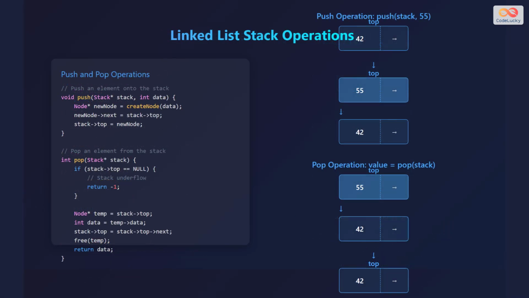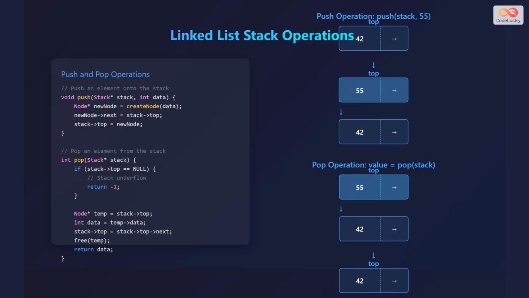Here's the implementation of push and pop operations for a linked list-based stack. In the push operation, we first dynamically allocate a new node and initialize its data field with the provided data. Then, we set the next pointer of the new node to point to the current top of the stack. Finally, we update the top of the stack to point to the newly created node, effectively adding it to the top of the stack.